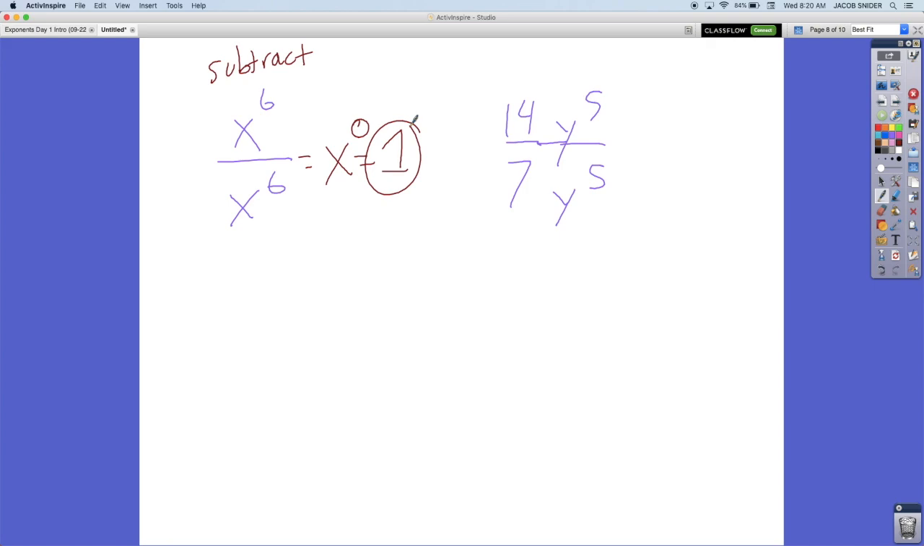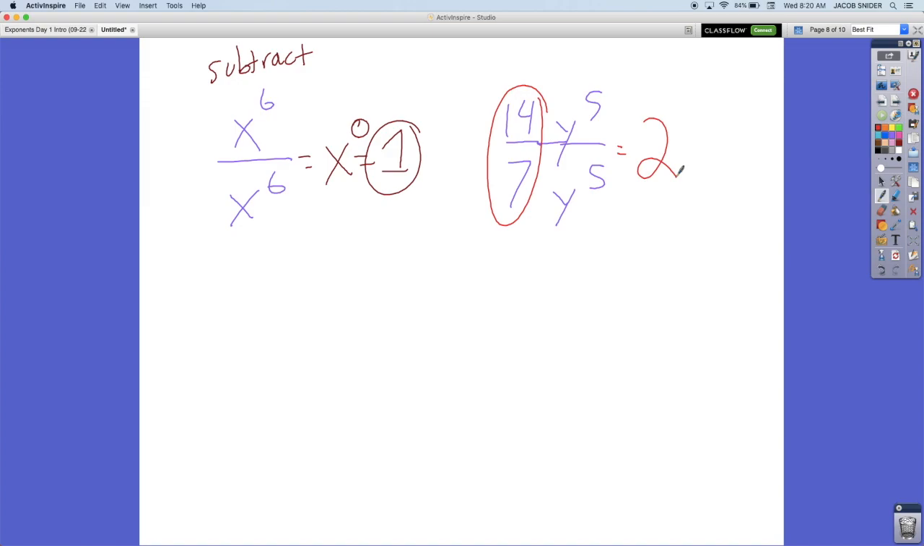Okay? Copy this next one. 14 over 7. And then I got y^5 and y^5. Hilarious, I know. All right, so let's simplify the front part. So this part I just got 14 over 7. 14 divided by 7, 2.